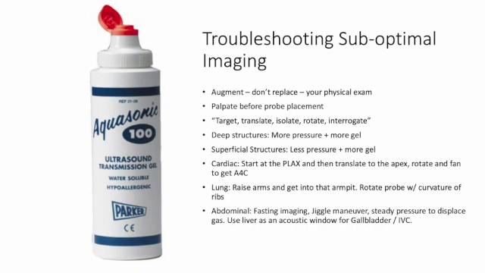If you're trying to see deeper structures and there's not great clarity, try using a little bit more pressure and a little bit more gel. And then if you're looking at superficial structures and they're not well visualized, maybe use less pressure but more gel and allow for that sound to be transmitted through the gel. And then there's some specific exams here for cardiac, lung, and abdomen, which we'll go over when we talk about each of those organs.